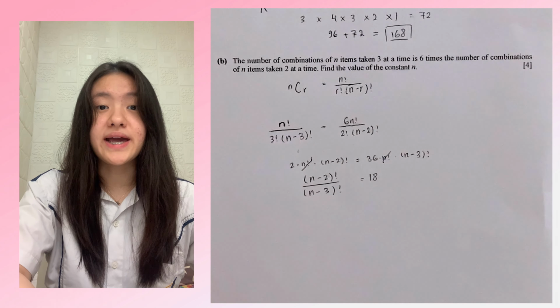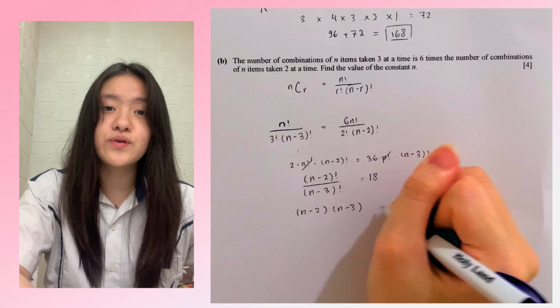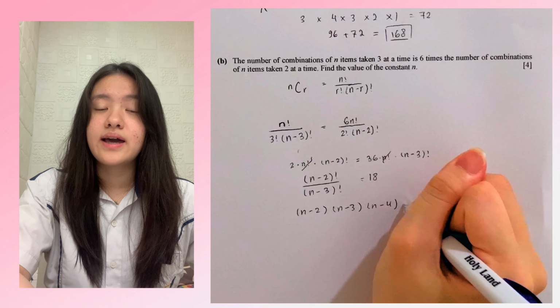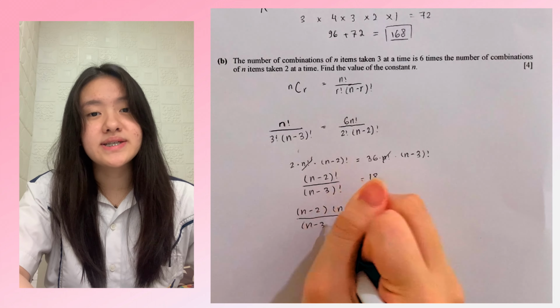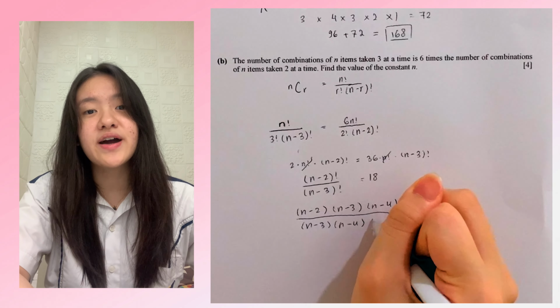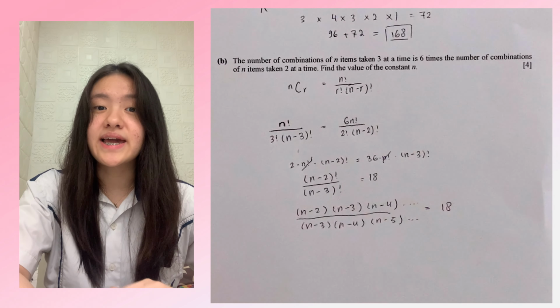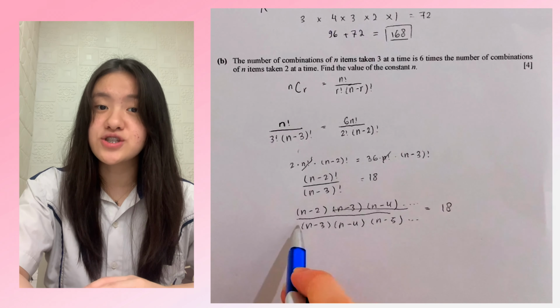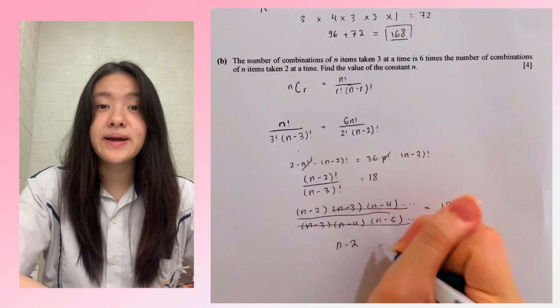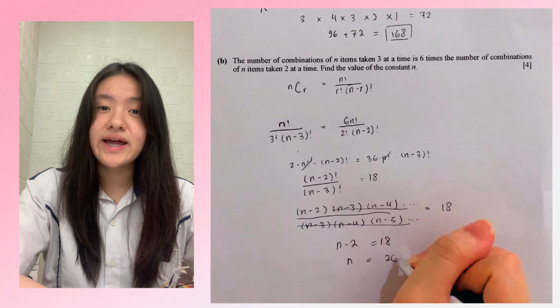Now I am going to be expanding the left side. (n minus 2) factorial equals (n minus 2) times (n minus 3) times (n minus 4), and so on. (n minus 3) factorial equals (n minus 3) times (n minus 4) times (n minus 5), and so on. This means that I can cancel out everything except n minus 2. This will leave us with n minus 2 equals 18, so n equals 20.